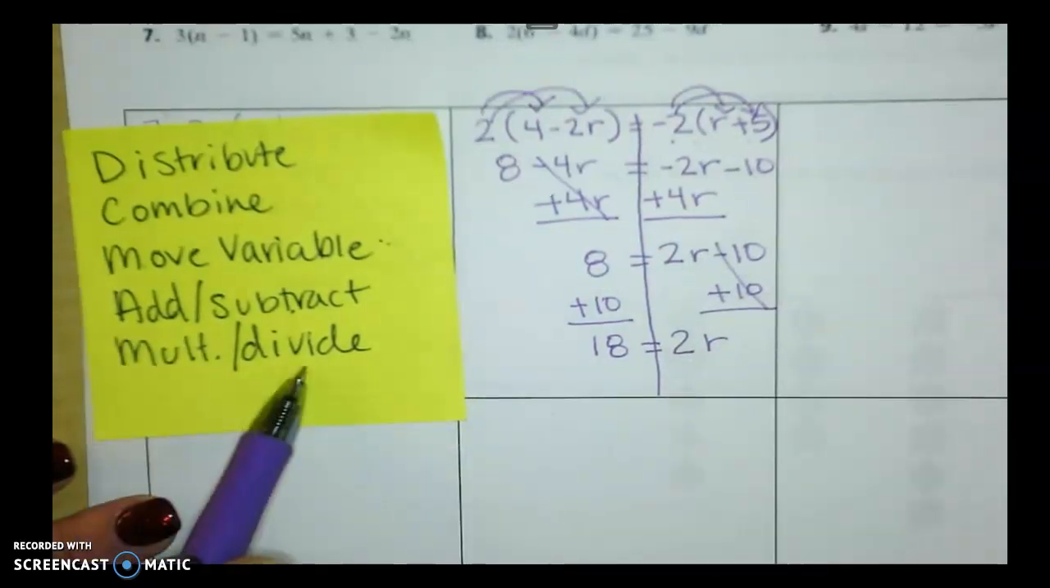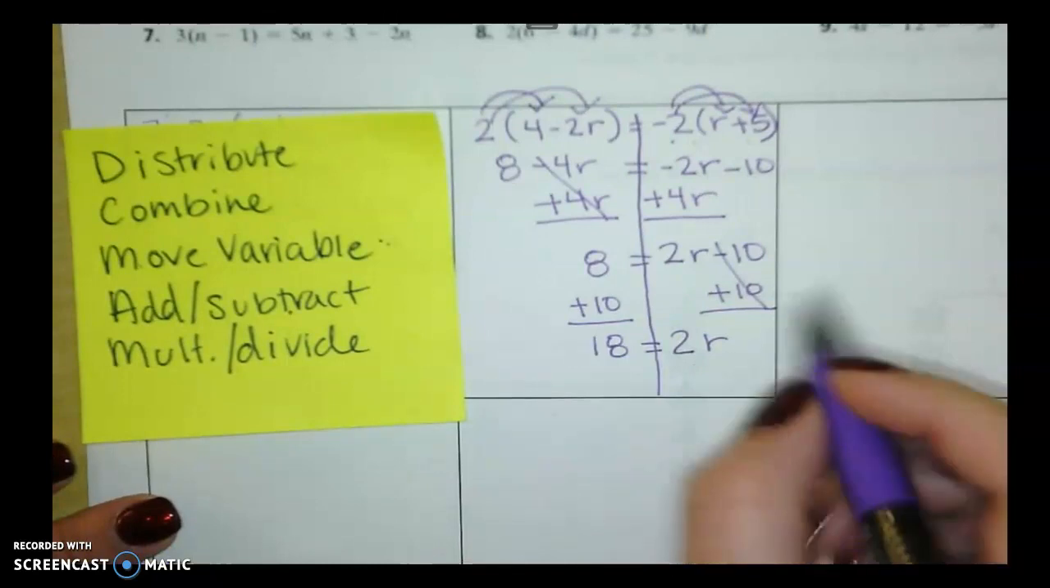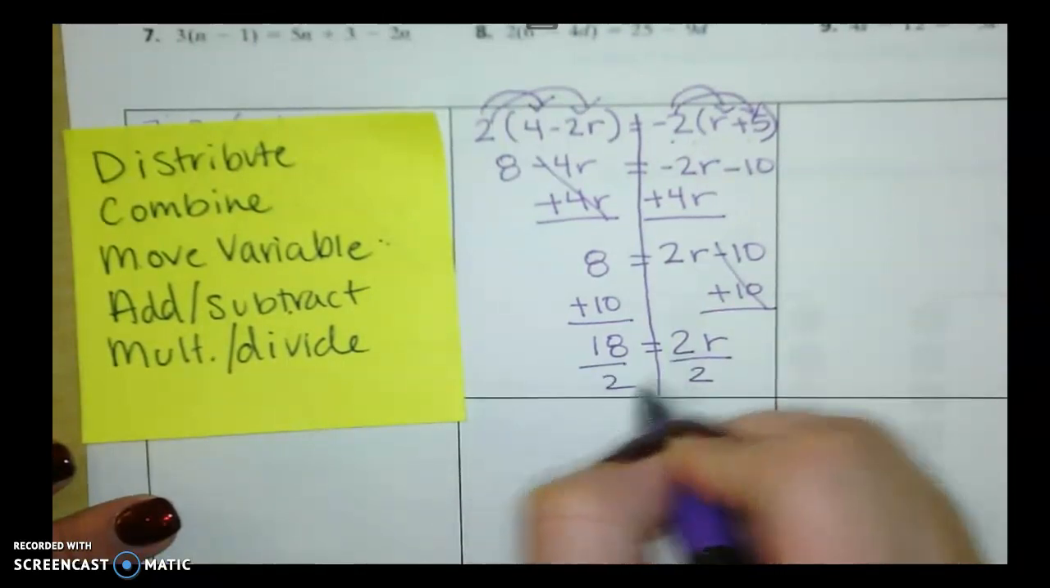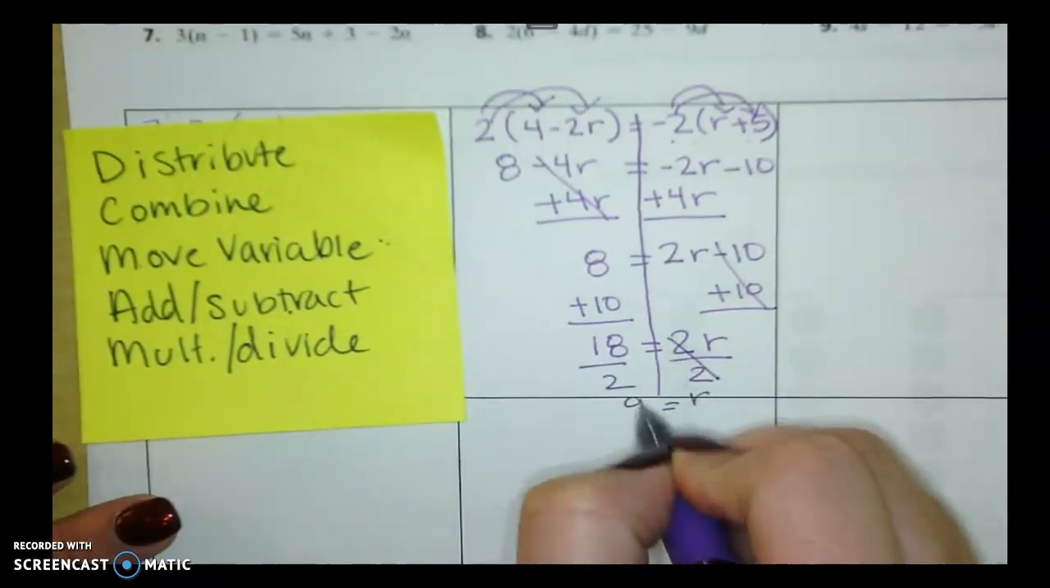Then I'm looking for any multiplication or division. 2 times r is what's left, so I'm going to divide both sides by 2. I'm left with r equals 9.